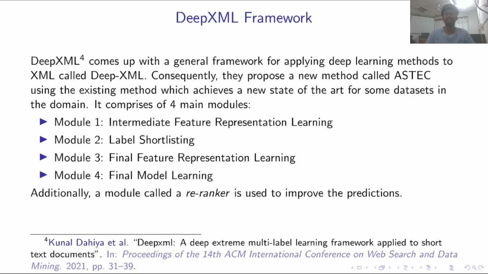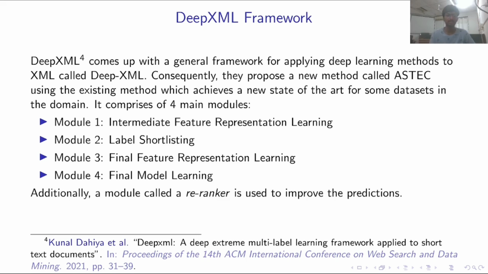So the deep XML framework is a method which utilizes deep learning effectively in extreme classification. The framework divides the algorithm into 4 modules. The first module is intermediate feature representation learning, which involves learning intermediate representations for features which are as close as possible to the final representation. These final representations will then be used for training the classifier.